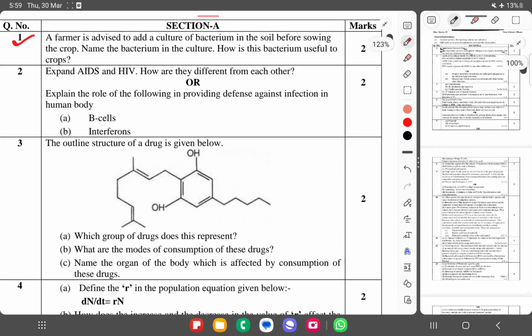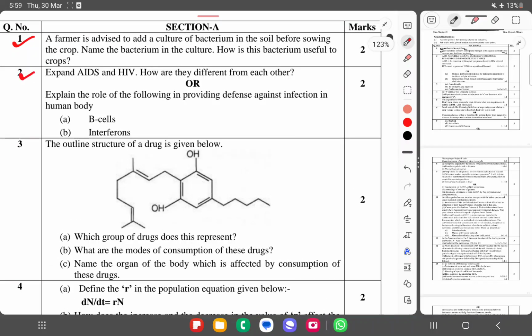Next one. Explain HIV and AIDS, how they are different from each other. Or explain the role of the following in providing defense against infection in the human body: B cells and interferons.